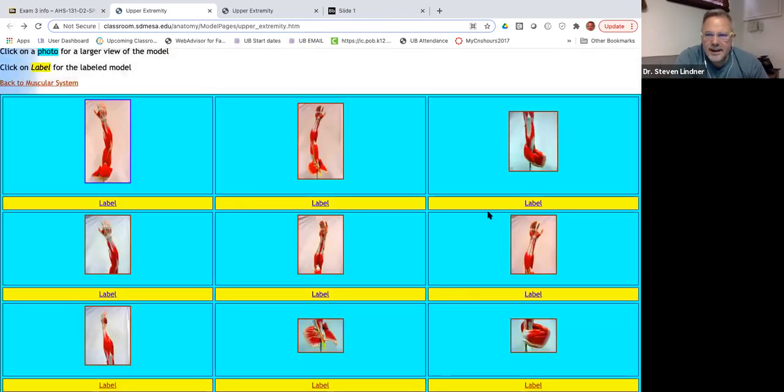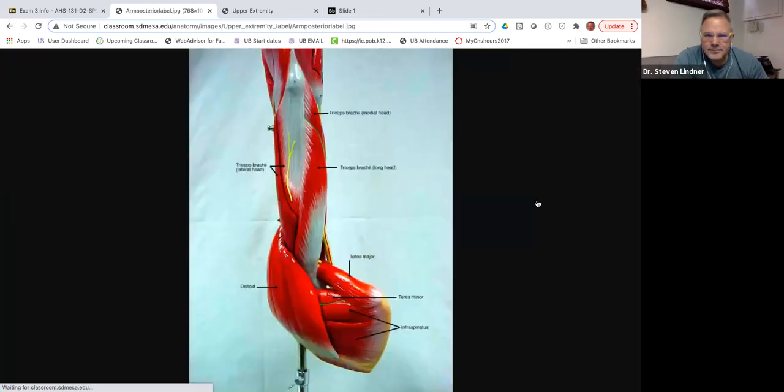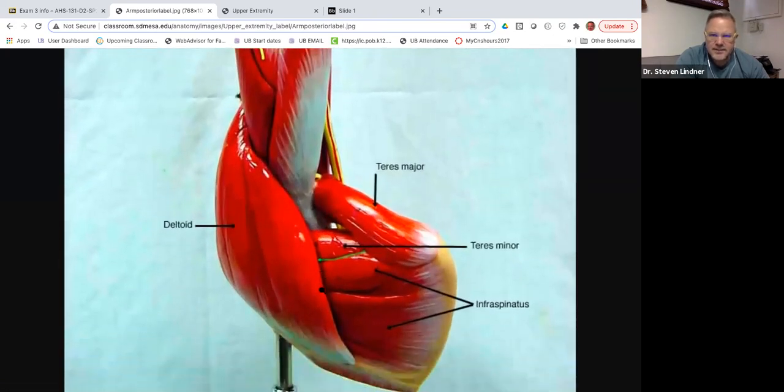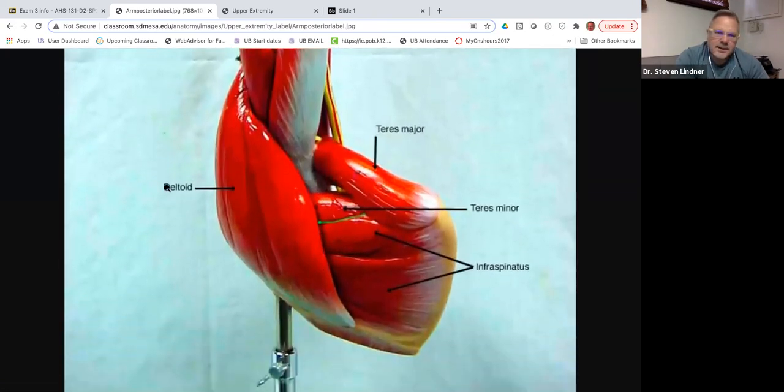Okay, let's go back. Let's now look at the posterior scapula and the posterior arm. So let's zoom in here. Here's the deltoid. Since it's the back, this is the posterior deltoid. And now we're looking at 2 of the rotator cuff muscles. This right here, we can see a little bit of the spine of the scapula.